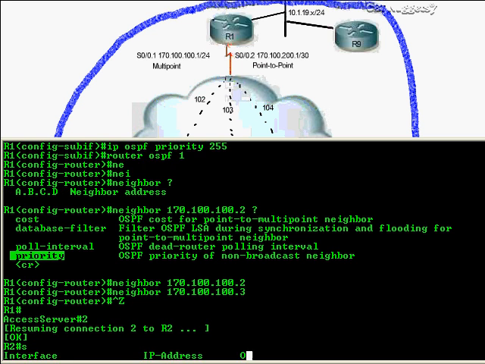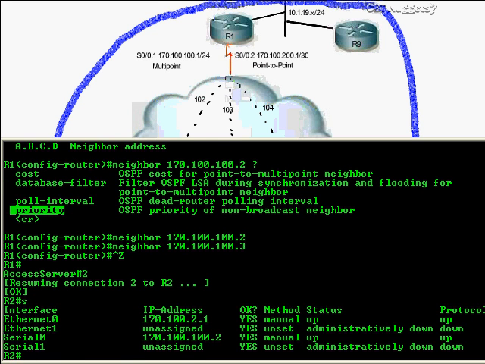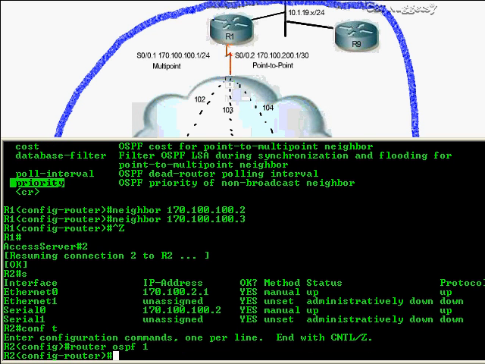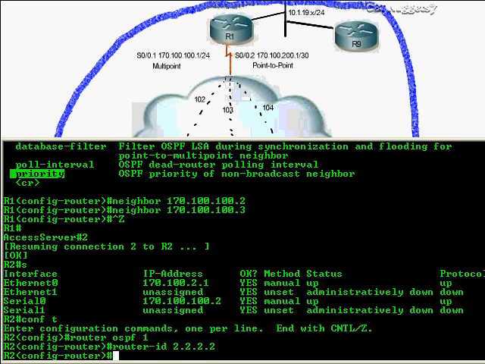I'll do a show ip interface brief so we don't have to flash back to the topology, although we may end up there in the end anyway. Router OSPF 1, router ID 2.2.2.2, and I'll do network 170.100.100.2 area 0.